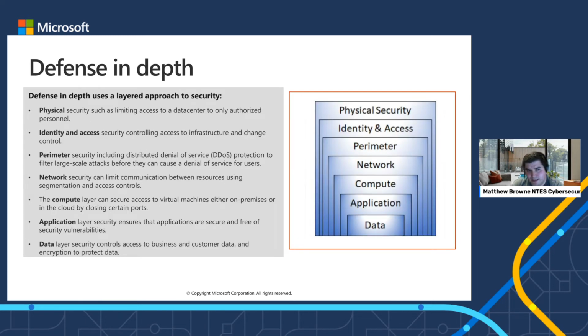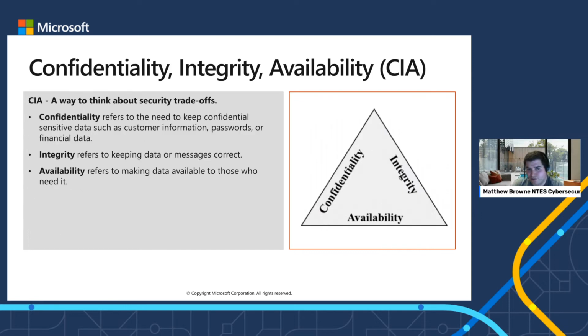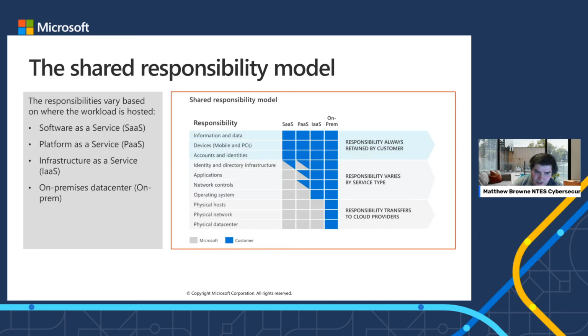Defense in depth is the layered approach in the MS900: data, application, compute, network, perimeter, identity, access, physical stuff. You will probably know from back when you did your A+, Network+, or Security+ certifications with CompTIA, if you did those, or your CISSP or any of that kind of stuff. The CIA triad, confidentiality, integrity, availability. This is something that us IT people live by, in terms of this is a way to think about security, understanding the balance and how to get that right in a day-to-day organization.